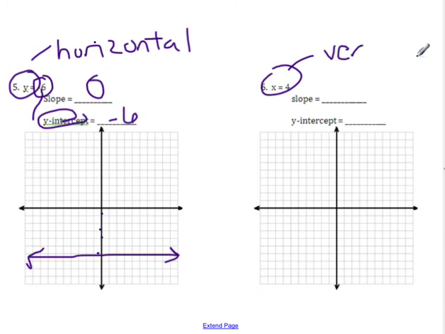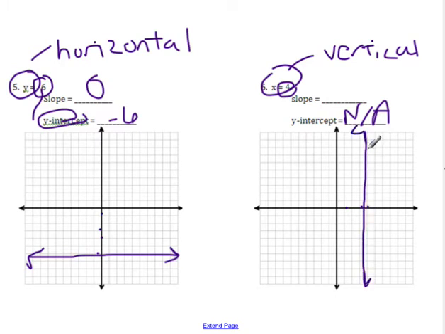Taking a look at number 6, whenever it's just x equals, that should tell you that it is a vertical line. And since it's vertical, it's going to be parallel to the y-axis. So the y-intercept doesn't exist. So what I'm going to do first is find where x is equal to 4 on the x-axis. So that's 1, 2, 3, 4. So here's where x is equal to 4. And I can go ahead and draw a vertical line through x is equal to 4. And that's going to be your answer. Remember, x equals is always a vertical line.